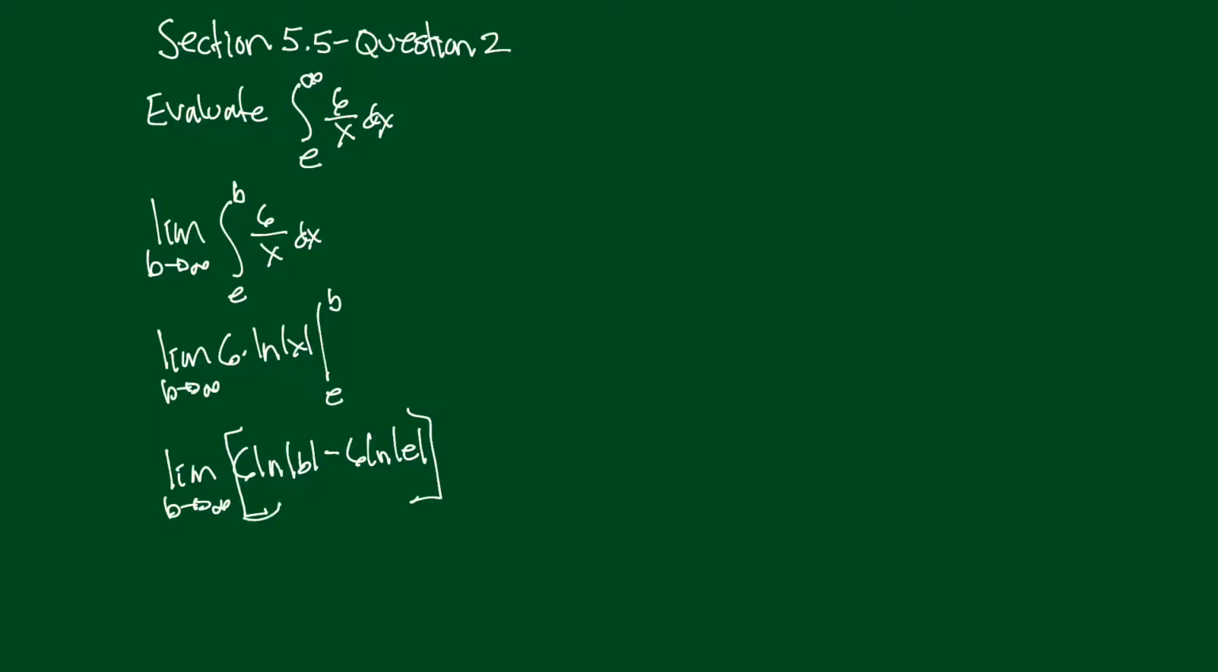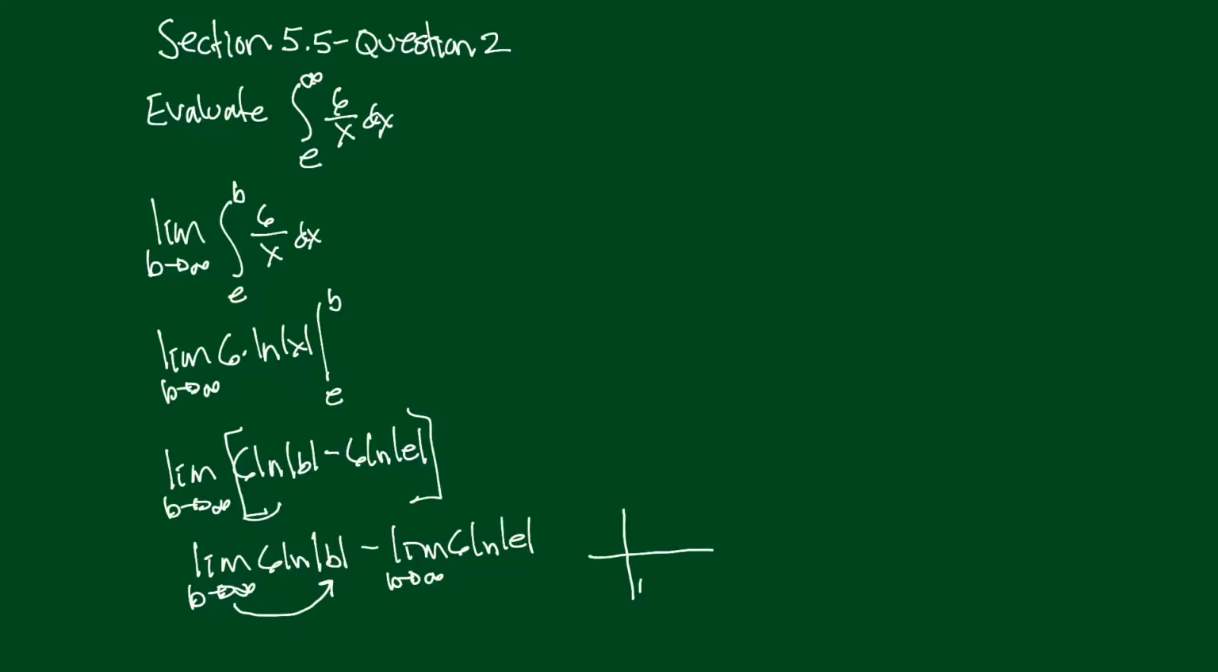Now let's see what happens here. This is going to be the limit as b goes to infinity of 6 times the natural log of b minus the limit as b goes to infinity of 6 times the natural log of e. But look what happens here. As b gets bigger and bigger, what happens to the natural log of b? So just remember here, the natural log of b looks like this. Here's the graph of the log function. And as we go out farther, this goes up and up.